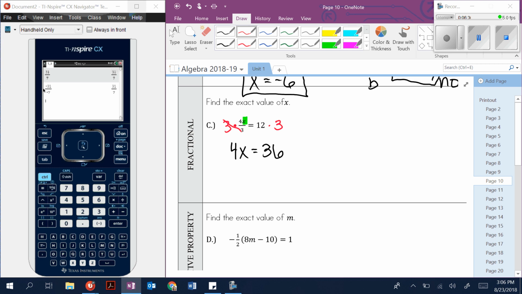And now we have this beautiful one-step equation. Let's divide both sides by 4, and we get x is equal to 9. Easy peasy.